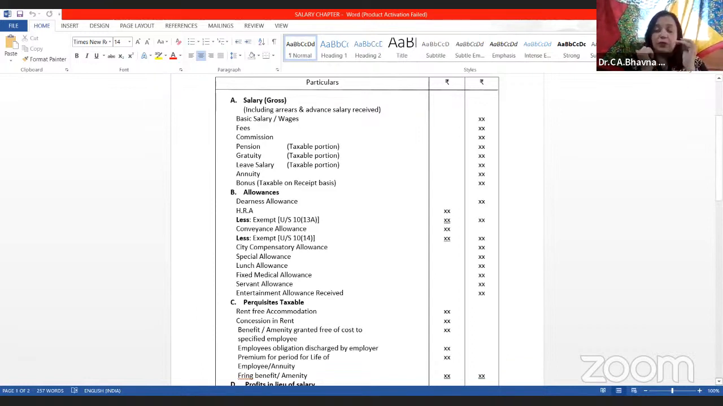And in today's time everybody is a specified employee, so servant allowances would be taxable. Entertainment allowance received would be taxable.